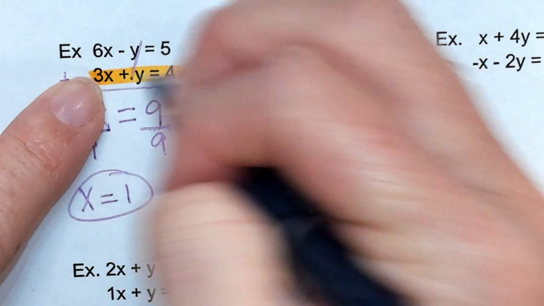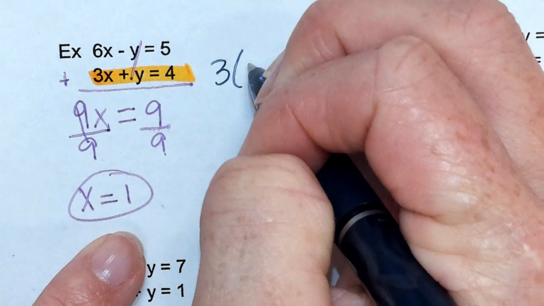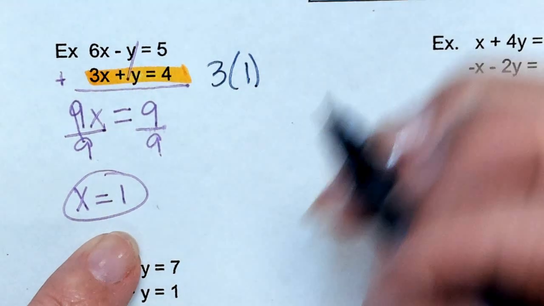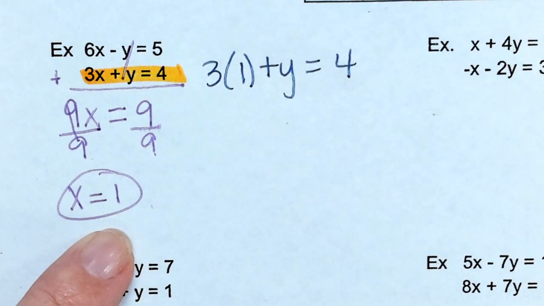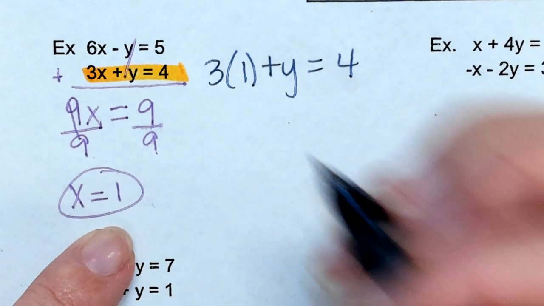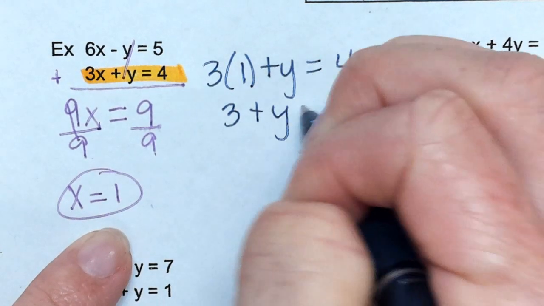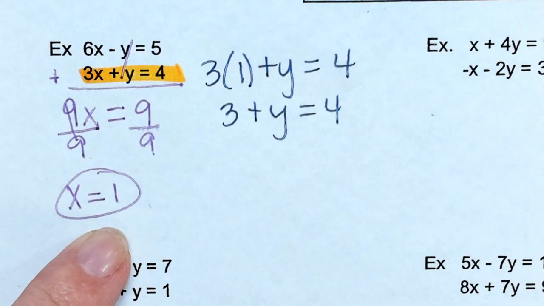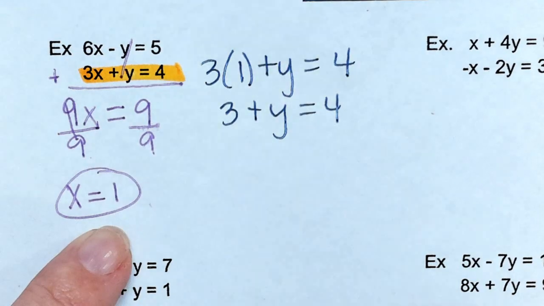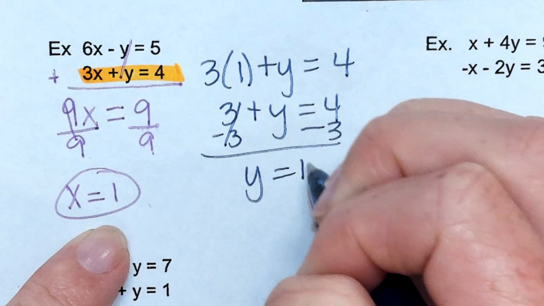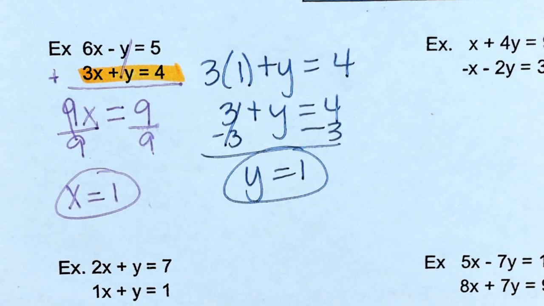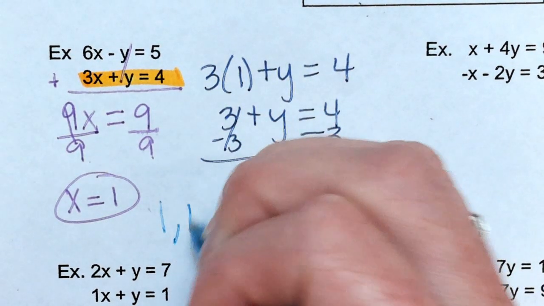So I have 3 times x, which is 1, plus y equals 4. Well, what is 3 times 1? So I have 3 plus y equals 4. How would I get rid of the 3? Minus 3. And what is 4 minus 3? 1. I now have my x and my y. Can I now write it as a coordinate? 1, comma, 1.